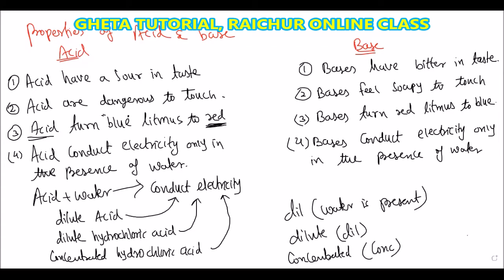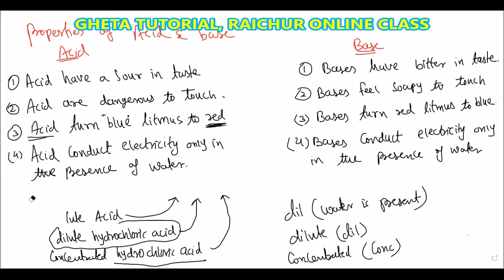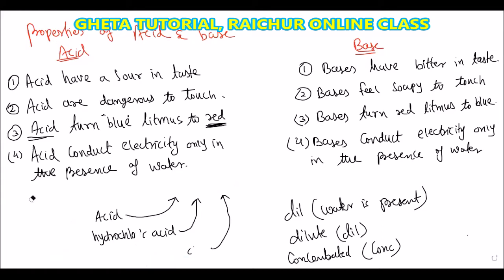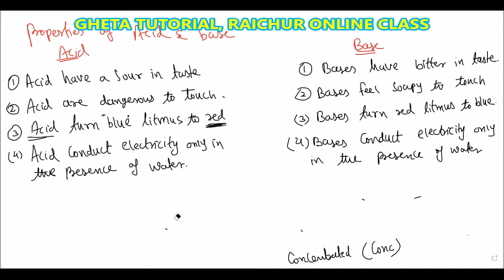So you have to understand concentrated. Acid plus water conducts electricity. Acid plus water is nothing but dilute acid. Dilute hydrochloric acid conducts electricity. Concentrated hydrochloric acid will not conduct electricity because the water is not present in it. So acids conduct electricity only in the presence of water, and the bases also conduct electricity only in the presence of water.